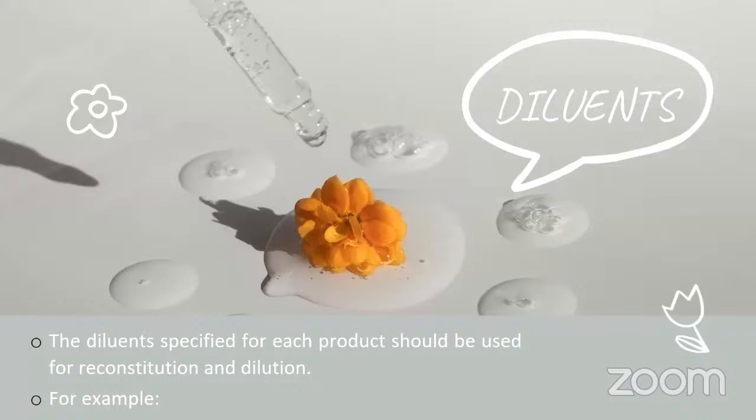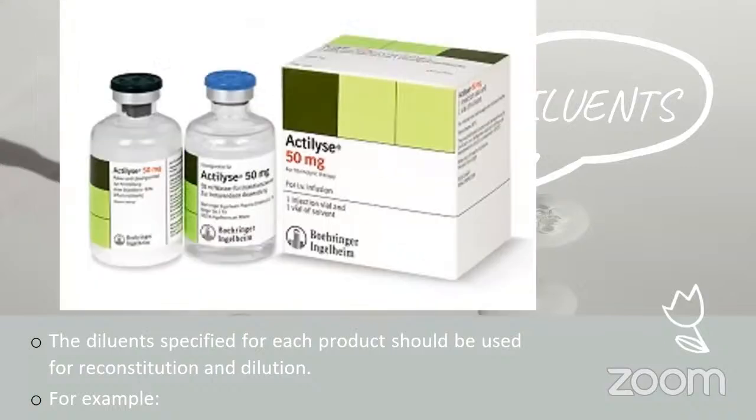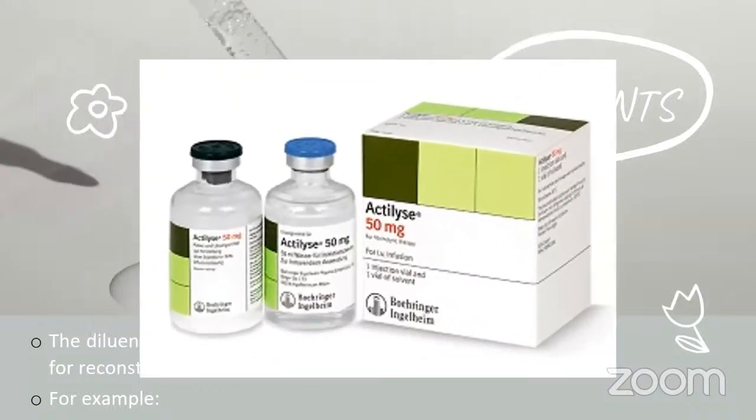So the diluent specific for each product should be used for reconstitution and dilution. For example, some of the products may come with their own diluent or solvent, such as in this picture. So there's a powder vial and there's a solvent vial, and you have to mix them together instead of using our own normal saline or D5.